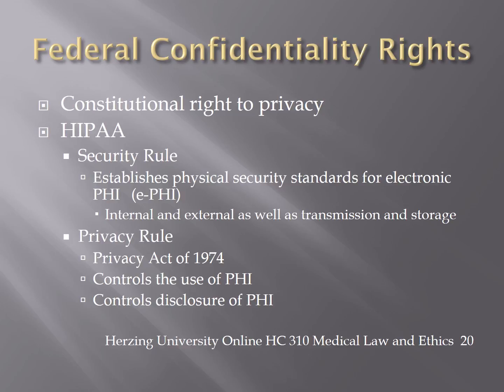The privacy rules control the use and disclosure of PHI. The rules were generated under the Privacy Act of 1974. This act governs the type of information that a federal agency may collect about an individual. Certain circumstances allow the agency to disclose information about an individual without their consent.